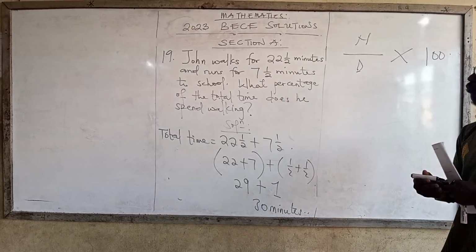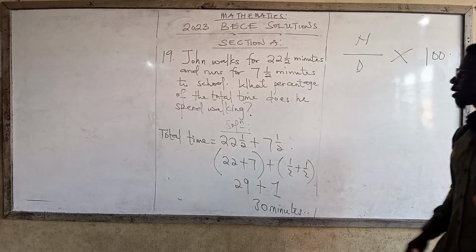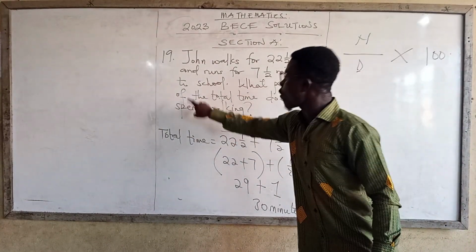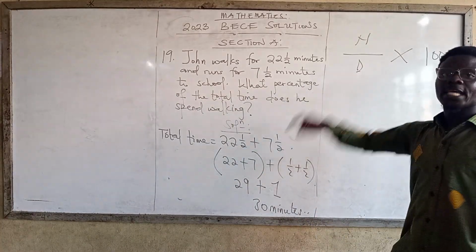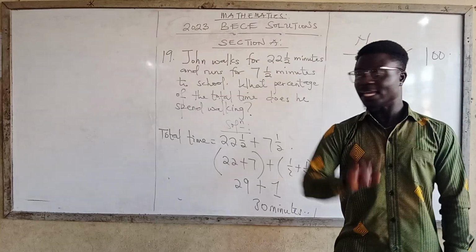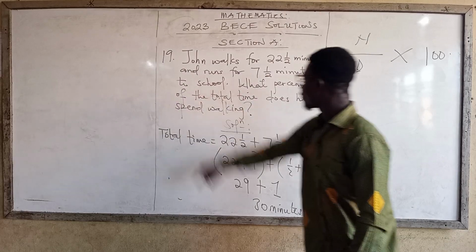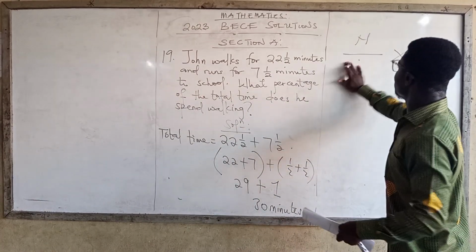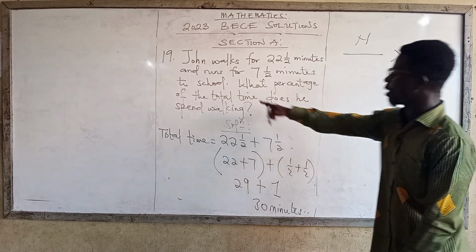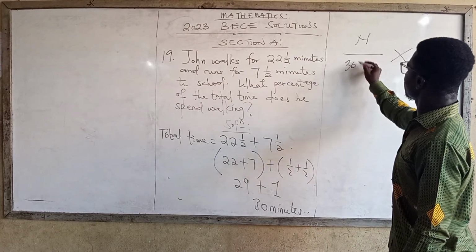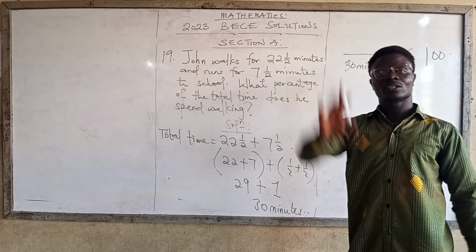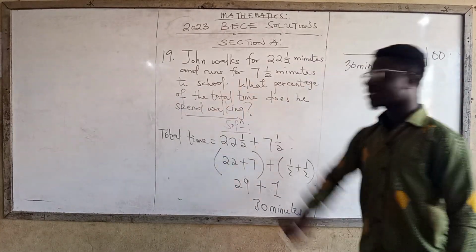Now, what will be the numerator? Let me teach you one trick. What percentage of any quantity that comes after of, that quantity will serve as a denominator. Again, any quantity that comes after of, that quantity will serve as the denominator. So it means that our denominator is the total time, which is 30 minutes. And the rest of the quantity will serve as the numerator.